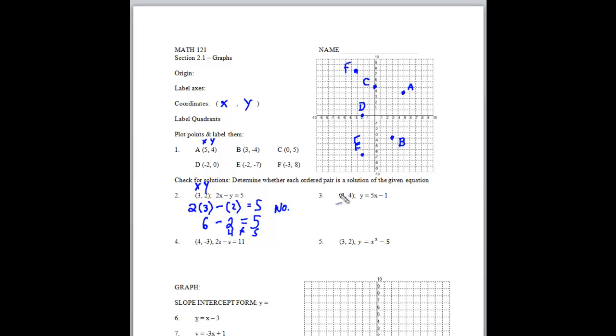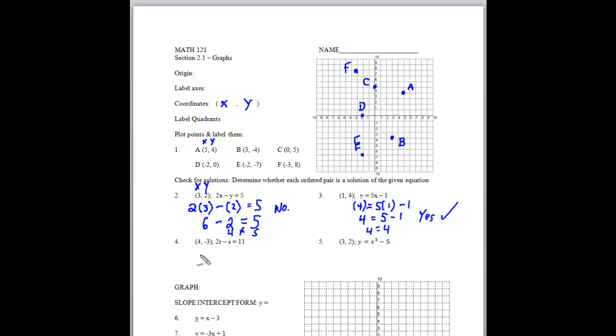And let's try this one here. So 1, 4. The 4 goes in for the y, and the 1 goes in for the x. Let me put parentheses around there just to show where they went. And so this is 4 is equal to 5 minus 1. 4 is equal to 4, and therefore, yes, it is a point that lies within that line. And just as a side note, this is the standard form of a function, and this is the slope-intercept form. We'll be spending more time on slope-intercept in section 2.2.